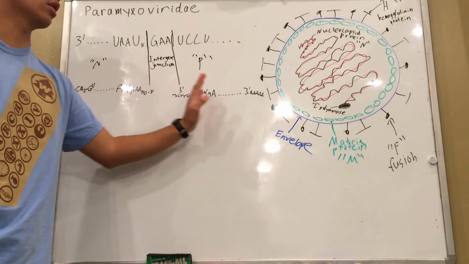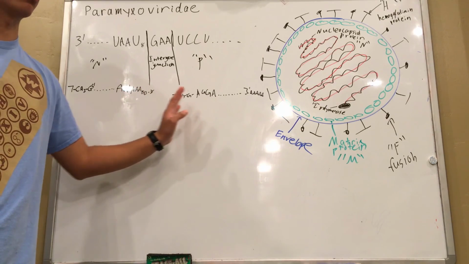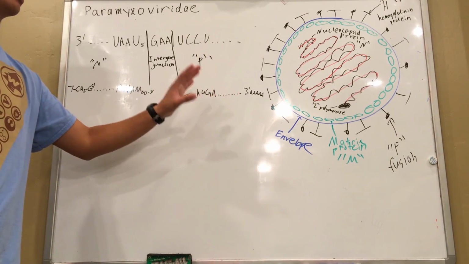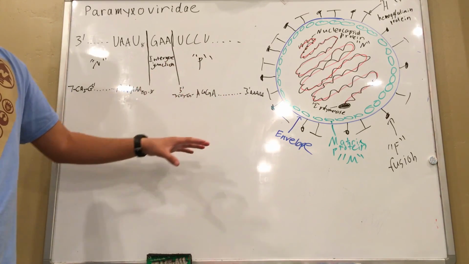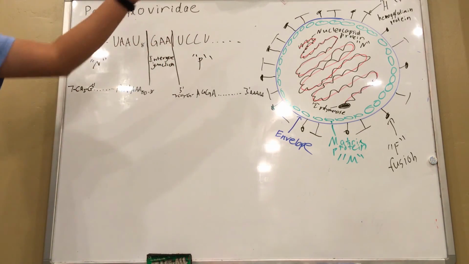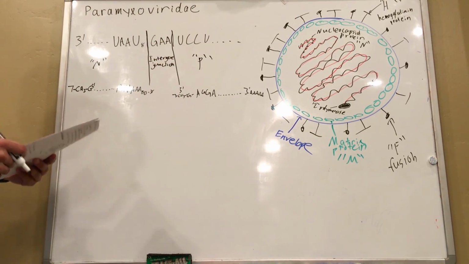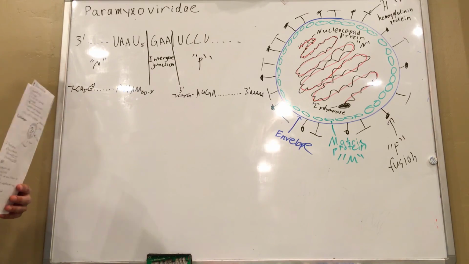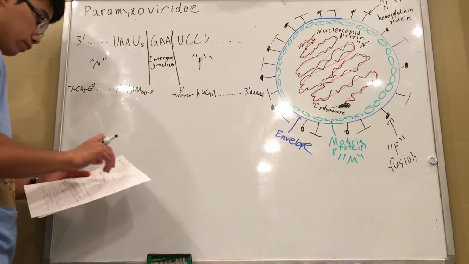And again, it uses this strategy so it can make more of the protein that it needs more of. Again, you need more N than you do L. You need more of the structural protein than you do polymerase.